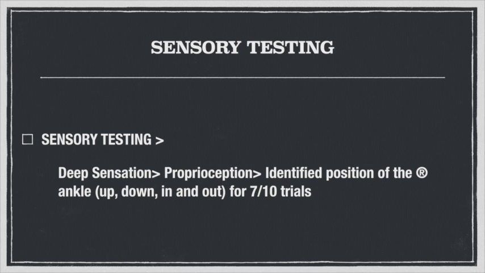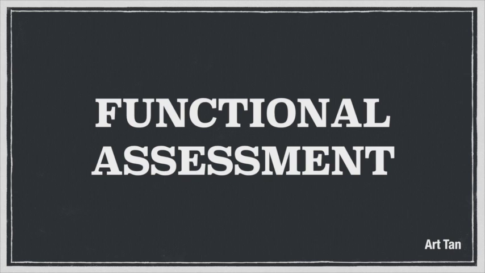In sensory testing, there was 100% intact sensation as to pain, light touch, and pressure using a paper clip, cotton, and PT stump, except for deep sensation on proprioception, where the patient identified the position of the right ankle in up, down, in and out for 7 out of 10 trials. For the functional assessment, the following findings were found.